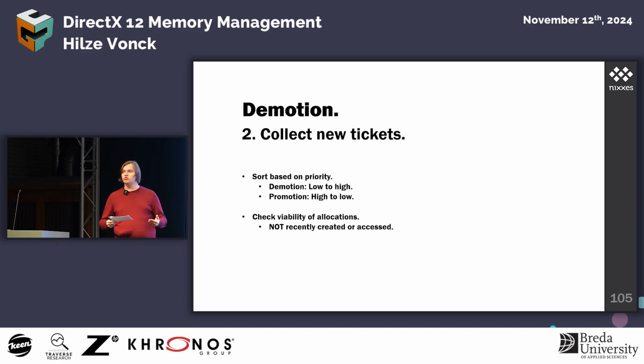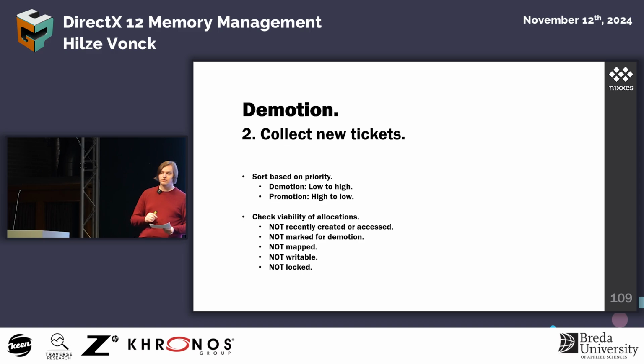First of all, we got to ensure that the resource has not been created or accessed recently, since this most likely means that there are GPU operations related to them currently in flight. Next up, we got to make sure that, of course, it's not already marked for demotion, that it hasn't been recently mapped, and that it's not in a writable state. We also have a last special flag, which we can specify ourselves to indicate that an allocation is locked. We'll get more into how we use this a little bit later.